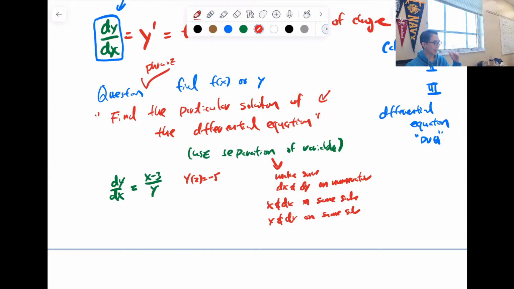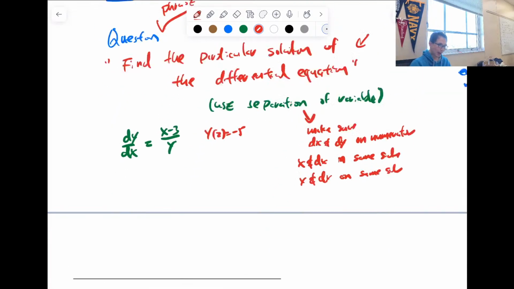Do not make it dx or dy on the denominator. You cannot take the integral when dx and dy are on the denominator. But you do have to make sure x and dx are on the same side, and y and dy on the same side. So what I'm trying to say is this. Now I have an equation.